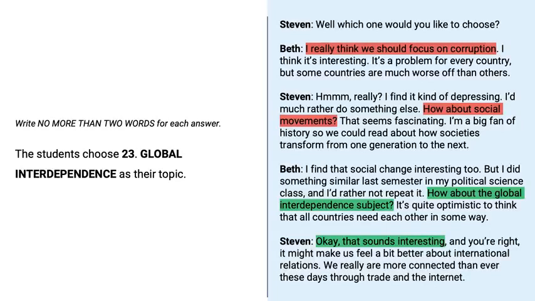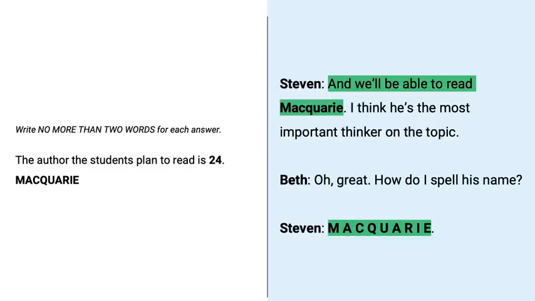Beth says, I really think we should focus on corruption. Stephen says, how about social movements? Beth says, how about the global interdependence subject? Stephen says, okay, that sounds interesting. The answer to number 24, the author the students plan to read is Macquarie. How do you spell Macquarie? M-A-C-Q-U-A-R-I-E. If you spelled it wrong, it would be considered incorrect.